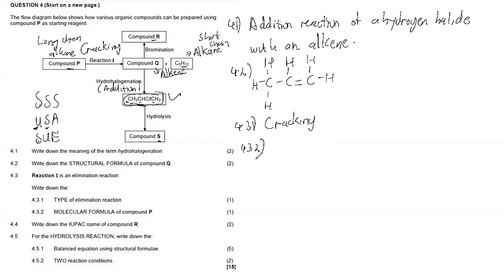Now let's move to 4.3.2. It says molecular formula of compound P. Now, how do we find the molecular formula of compound P?